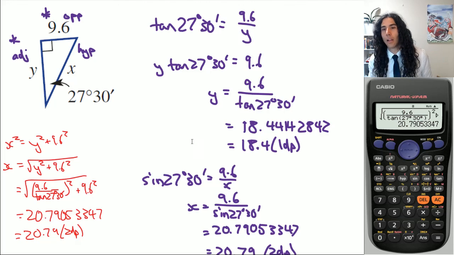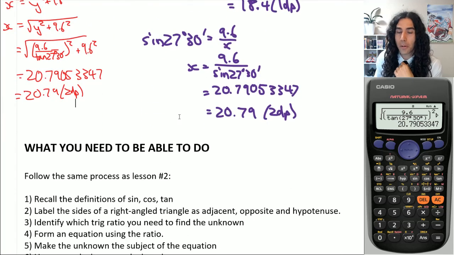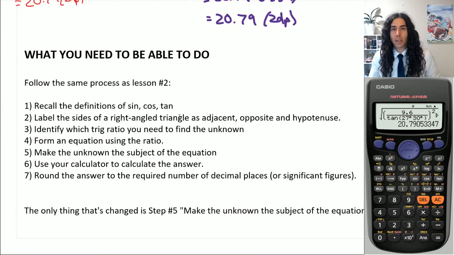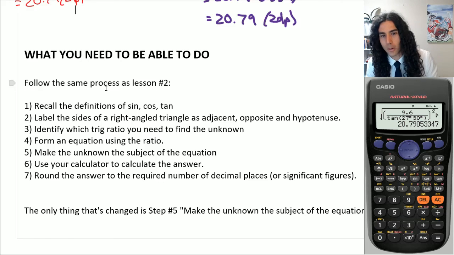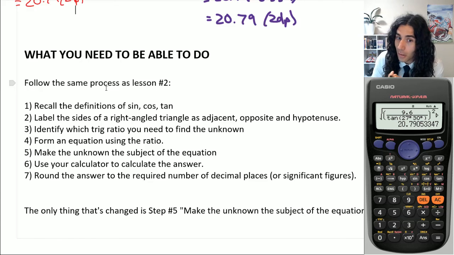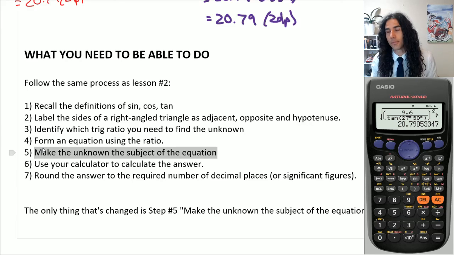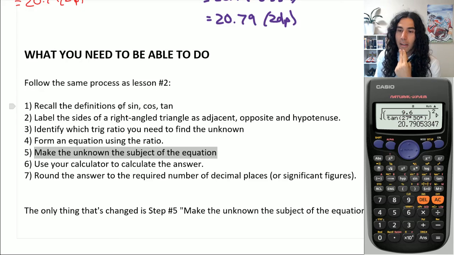Cool. Okay, so quick review. What you need to be able to do. Same process as lesson 2. This is just copied from lesson 2, the steps. You can go back and show it to yourself if you want. But it's the same process. Recall the definitions, label sides, identify the ratio, form the equation, make the unknown the subject, use your calculator, round it. Whew. The only thing that's changed is step 5 here. Make the unknown the subject. We had to do this little trick. Hey, I'm going to stop there.